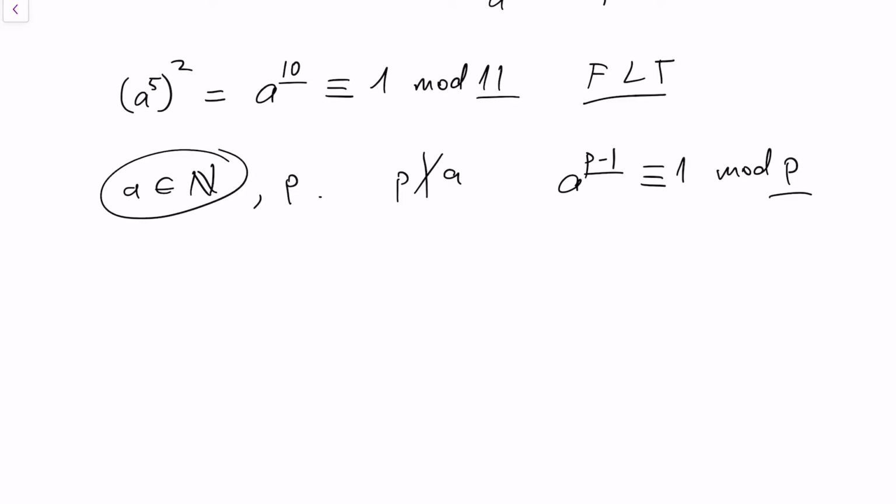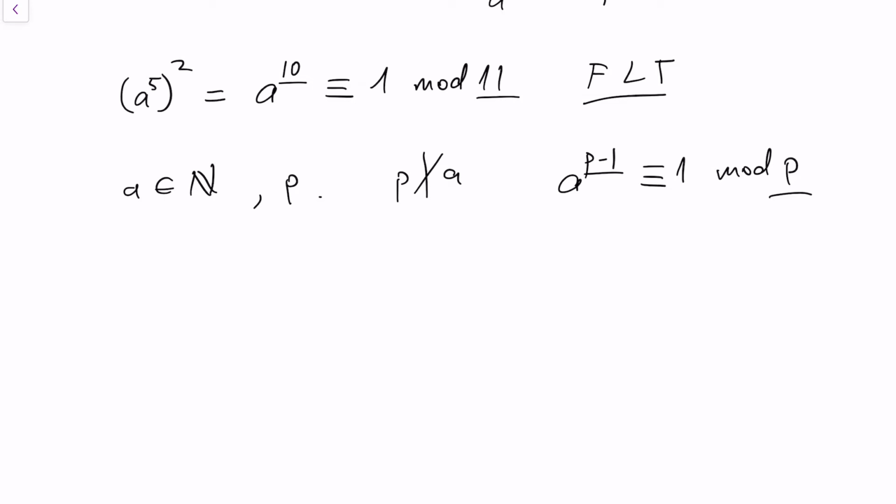And is a a natural number? Well, a to the 5 may not be a natural number because a might be negative. We said a is an integer. But when we square that, we're definitely going to get a natural number. So we can apply Fermat's little theorem. So a to the 10 is equal to 1 in mod 11.